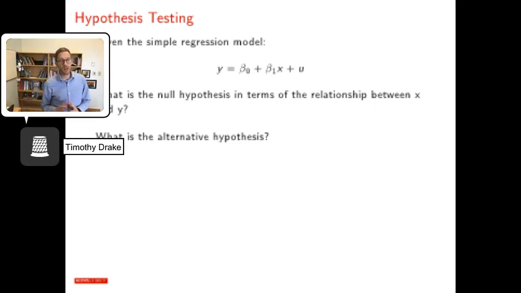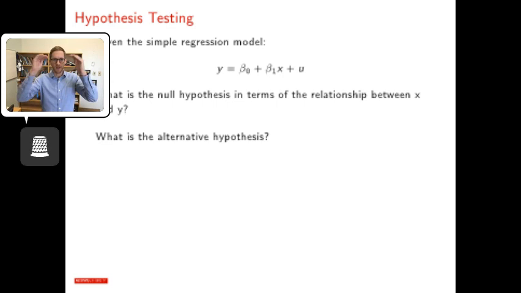Okay, so we haven't left hypothesis testing. That was just more explaining the backbones of how everything works. So now we need to think about all this in terms of the process that we've been moving through. Given this simple regression equation model, what is the null hypothesis in terms of defining the relationship between X and Y? And what would the alternative hypothesis be?